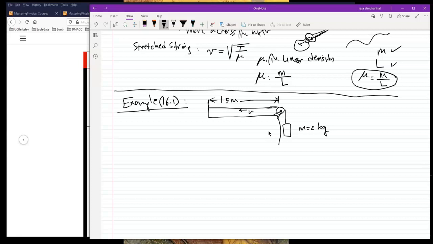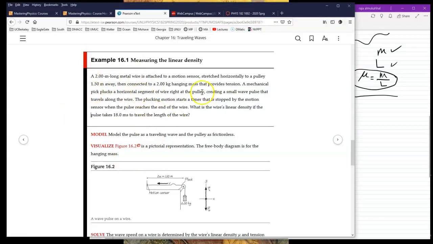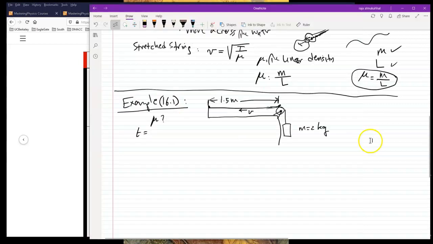I'm sorry, you want to know what mu is. He says that if it takes the wave to travel from here to here, or the other way around, whatever, the time is 18 milliseconds. So it takes 18 milliseconds to travel the length of that, okay? He wants mu. Well, we know that velocity is equal to the square root of the tension divided by mu. So I can find an expression for mu here.